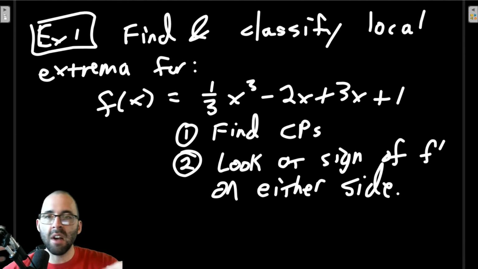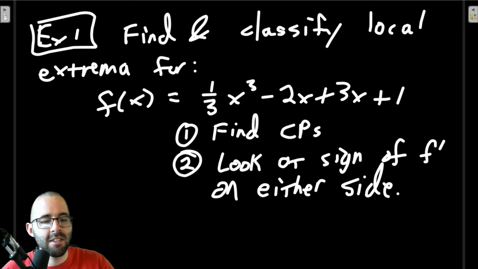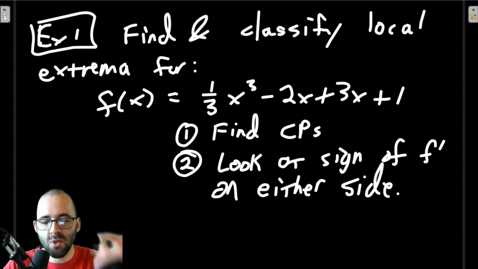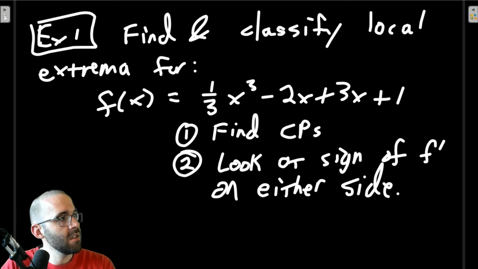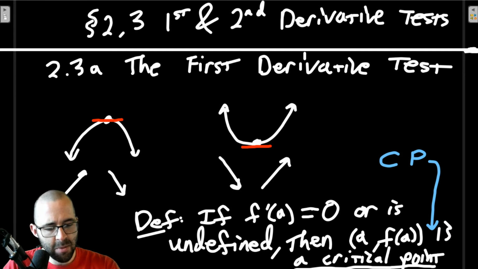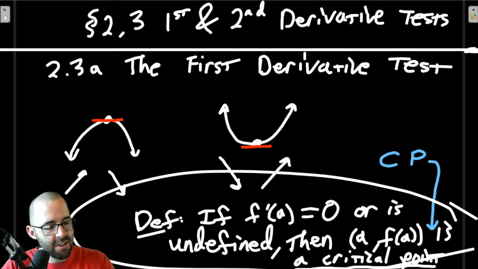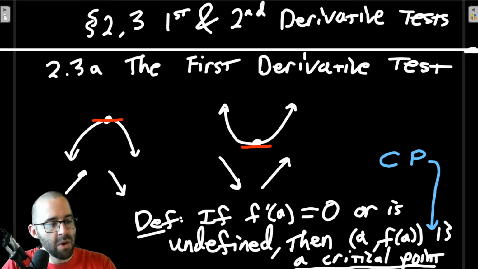You can always use either one, with a small caveat for the second derivative test. But the first derivative test will always work. So we're going to start to find the critical points. Well, what was a critical point? I don't remember, Jason. We got a definition right here. The critical point is just where the derivative equals 0 or is undefined.